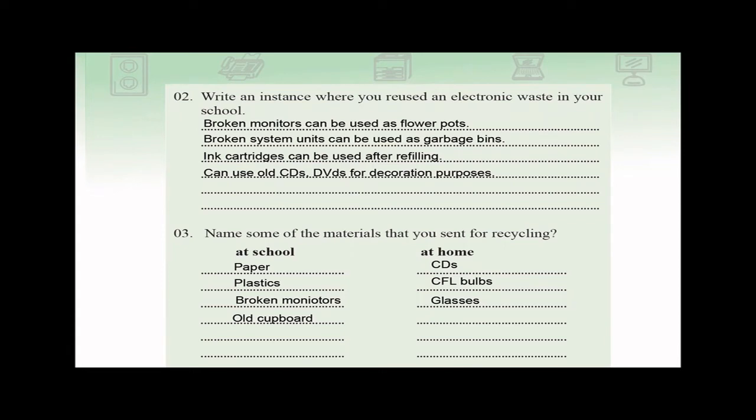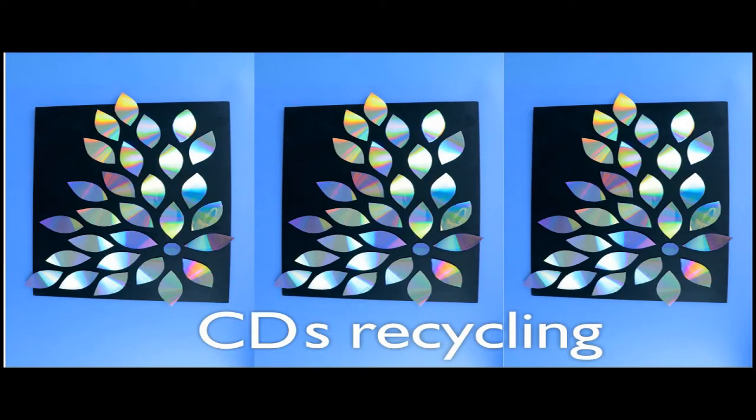So this will differ based on your school. I have written a few examples. Broken monitors can be used as flower pots. Broken system units can be used as not only garbage bins, but also some containers, right? Ink cartridges can be used after refilling in the printer, right? And sometimes you can use CDs and DVDs for decoration purposes. Now, can you see this image? Can you think this wall hanging is kind of done with CDs? How nice it is. Like this, you can use them for decoration purposes too.